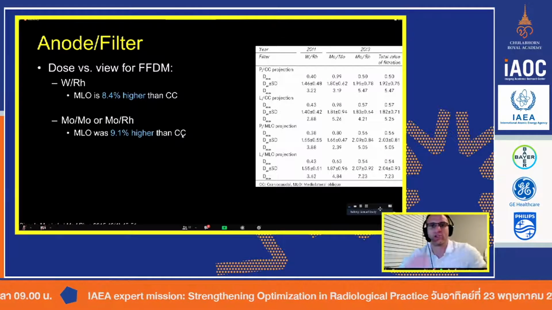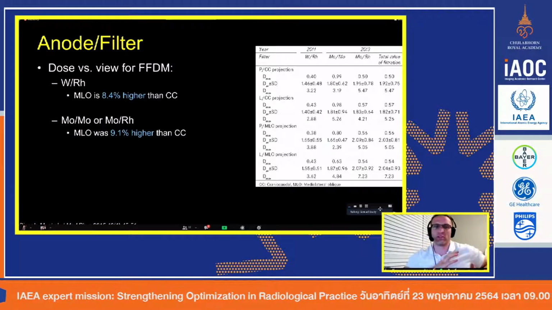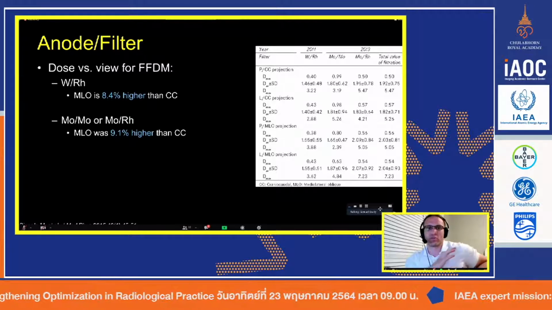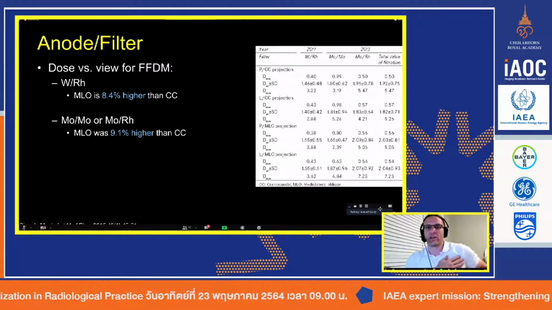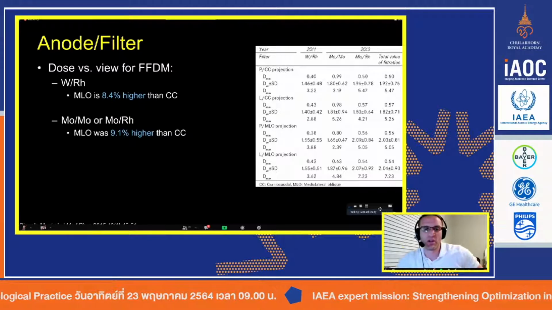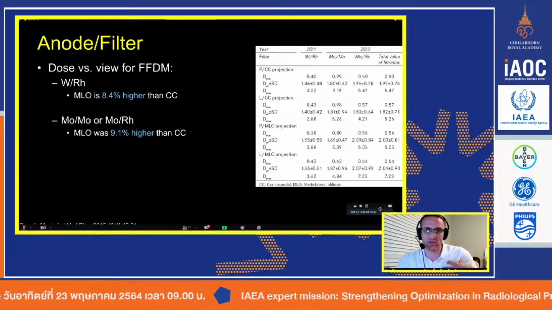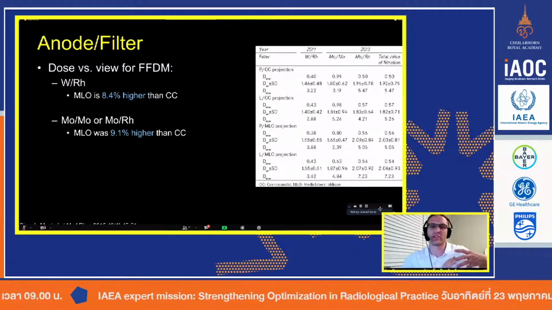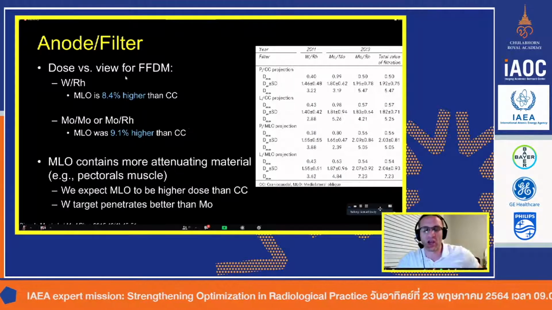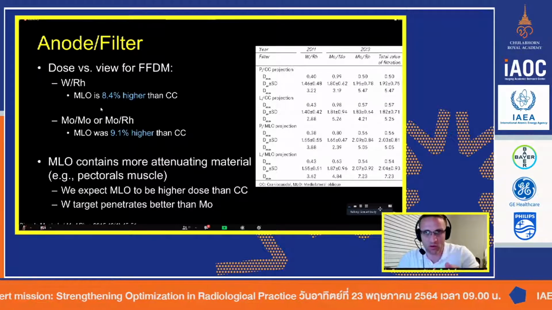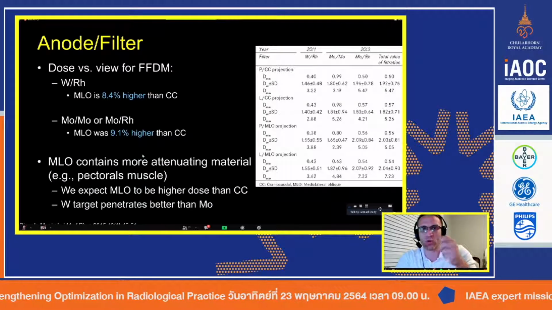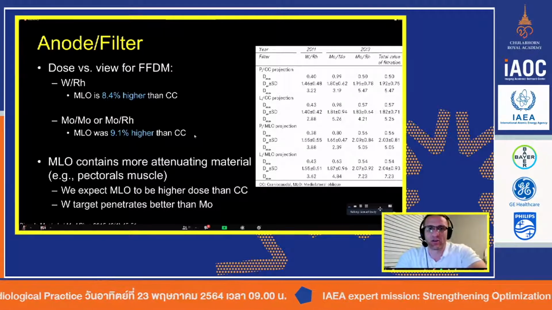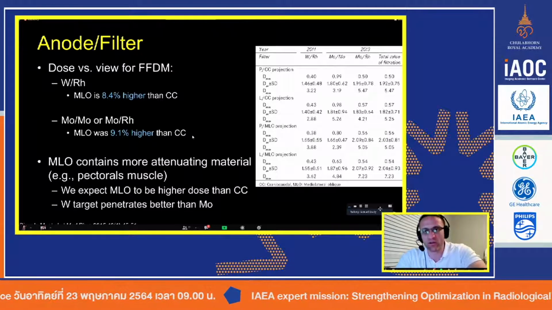Well, we know as we're imaging medial laterally through the medial lateral oblique through the breast, we're imaging towards the axilla. We're going to image more of the pectoralis muscle. So there's just more attenuating material in the image, and the density and the thickness will be slightly different as you're coming in at a different angle. So because you're just needing to image more and thicker or denser tissue, it just makes sense that the MLO is going to be a little higher than your CC.